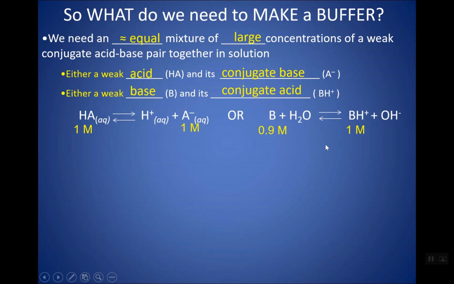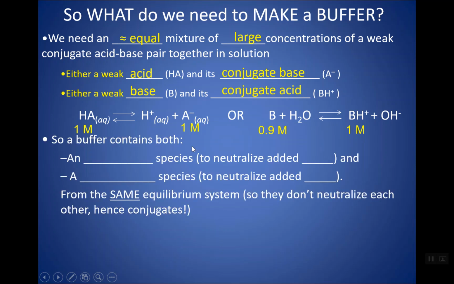It actually works best. We say there's optimal buffering if they are equal, because obviously you want to be able to go either direction. So a buffer contains the acidic species, which is what's neutralizing the OH minus. It contains a basic species, which is what's neutralizing the H plus. And we need to make sure they're coming from the same equilibrium system, because otherwise, if you add any weak acid and any weak base, then they might react with each other. But if we're doing it from the same equilibrium system, notice that our reactants are on opposite sides. So it's not that they're reacting with each other, if that makes sense.